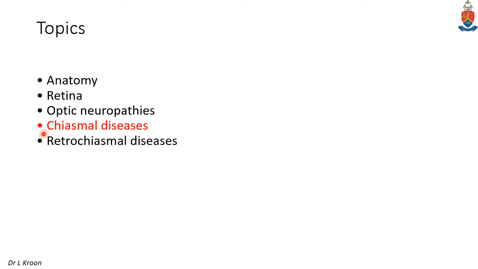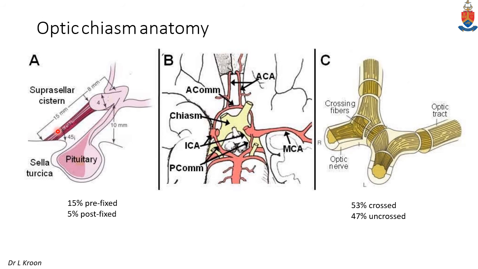Okay, so let's move on to chiasmal diseases. The anatomy of the chiasm is such that the optic nerve is arising at a 45-degree angle coming out of the bone here. And here's the chiasm, which sits above the pituitary gland against the stalk. And so it's easy to imagine that any pituitary growth, when enlarging into the suprasellar space, can interfere with either the optic nerve or the chiasm.